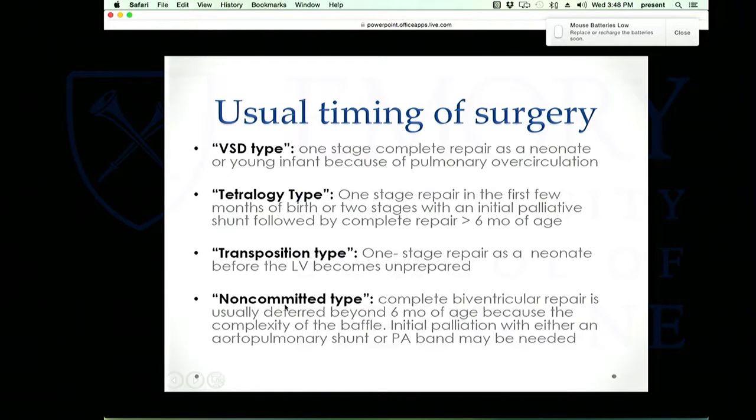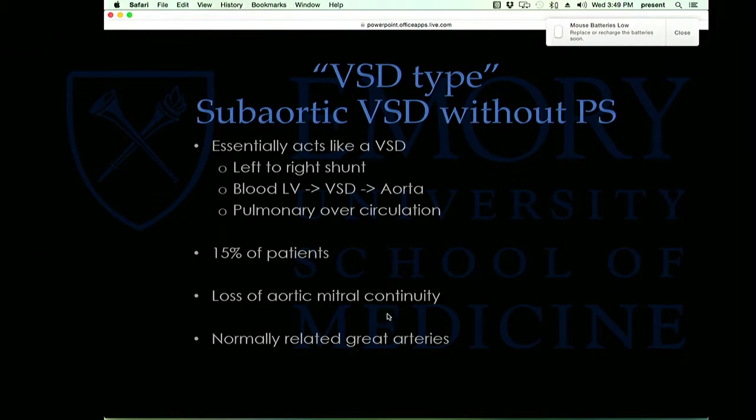And then the non-committed type is basically where the VSD is very remote and more in the muscular septum. And so we kind of want to see that VSD, like if it starts to become very small, because it will change the repair. And the repair is a little bit harder because the baffle is a little bit longer. So let's talk about it.